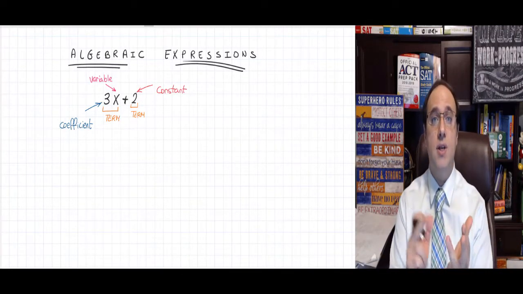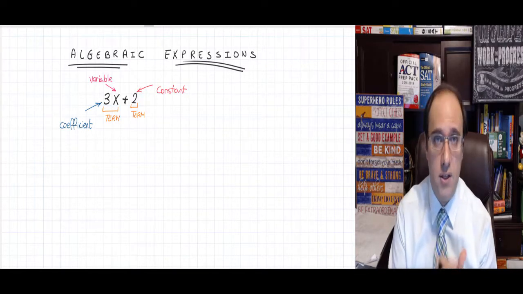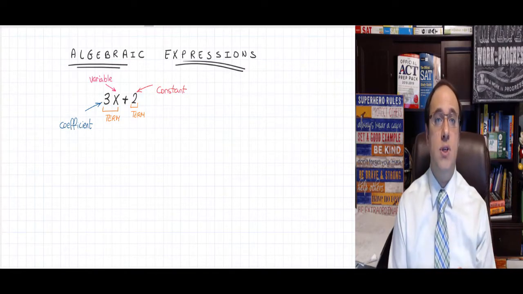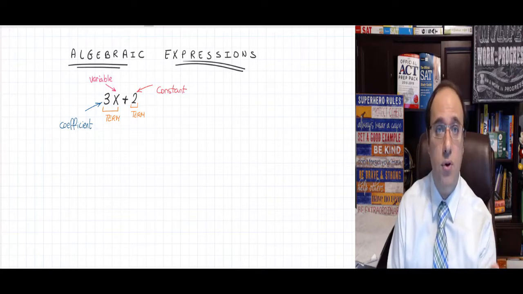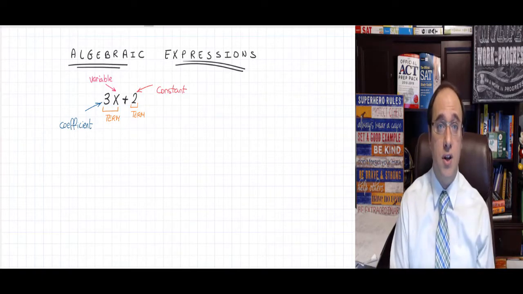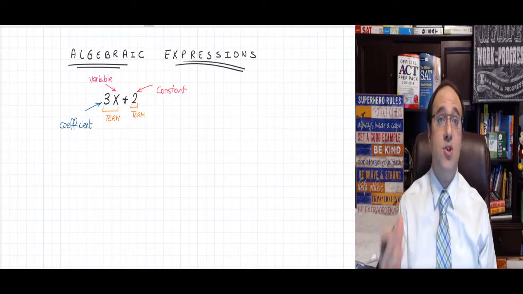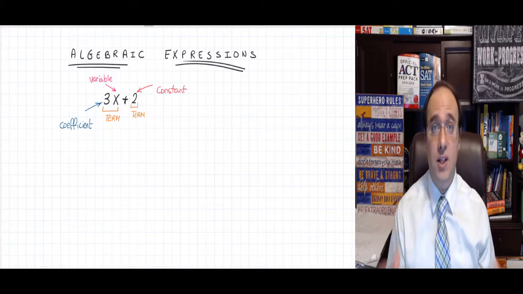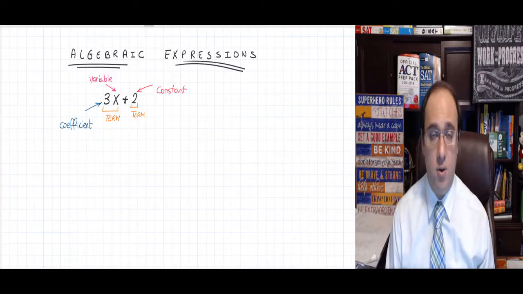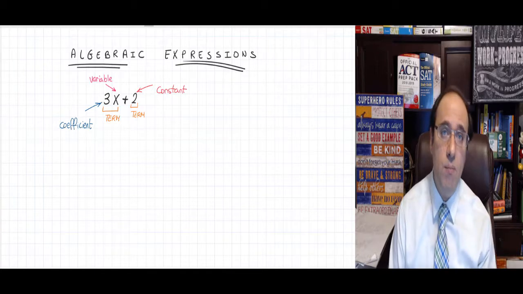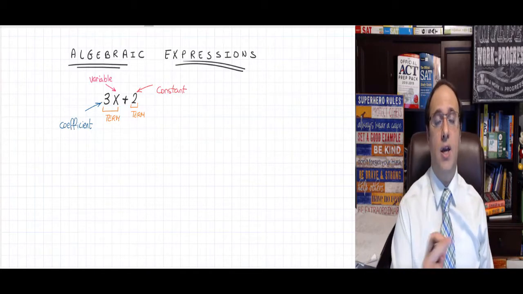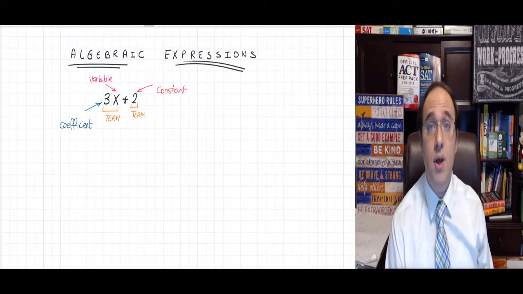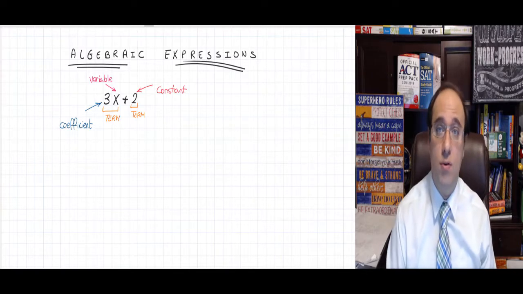Okay? So we have a term, which is any little part separated from the other parts of the algebraic expression using plus, minus, times, or divided signs. Each one of these terms can either be a standalone number, like number 2 here, which is called a constant. It could be an x or a y, a, b, c, any letter. In this case, we call it a variable. And it could be a number multiplied by a variable, like number 3 here in this example, and in this case, we call it a coefficient.